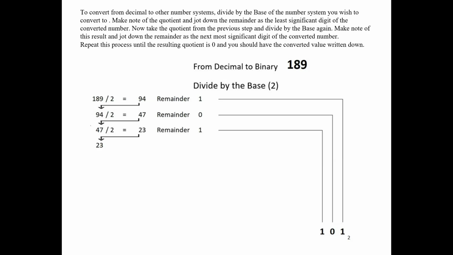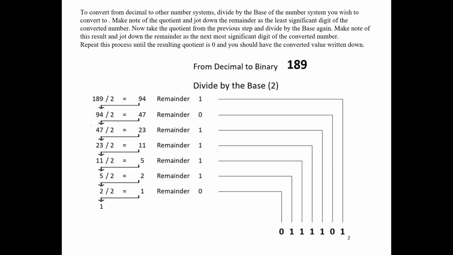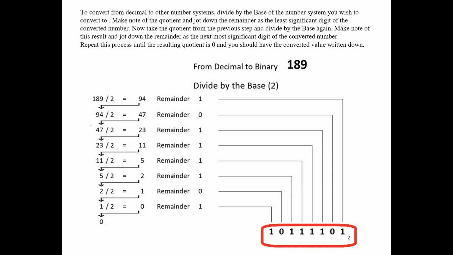Divide 47 by 2, we get 23 and a remainder of 1. So 1 becomes the next digit. So you can see we just keep repeating this. 23 divided by 2 equals 11, remainder 1. 11 divided by 2 equals 5, remainder 1. 5 divided by 2 equals 2, remainder 1. 2 divided by 2 equals 1, remainder 0. And 1 divided by 2 equals 0 with remainder 1. And that is our final digit.